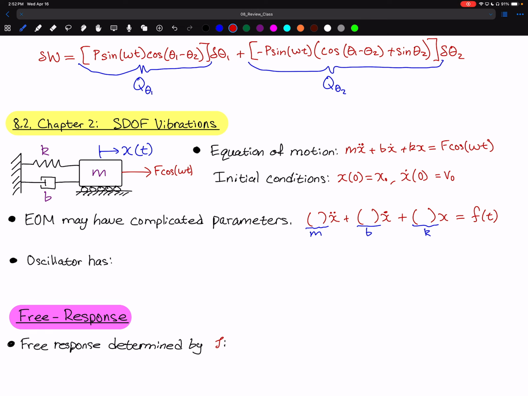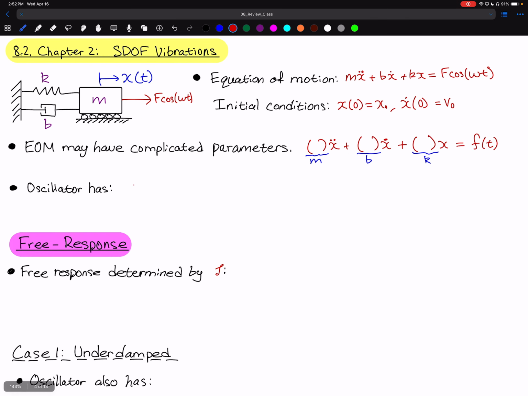All right, so the oscillator is going to have two things, always. First, it's going to have a natural frequency.